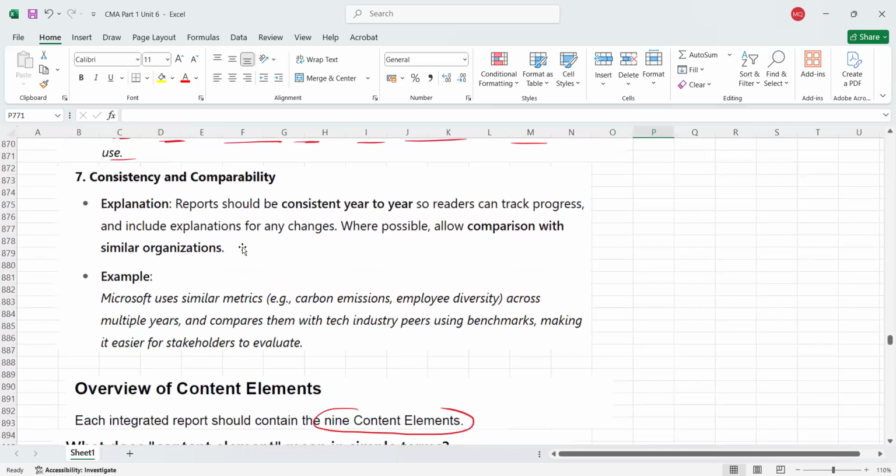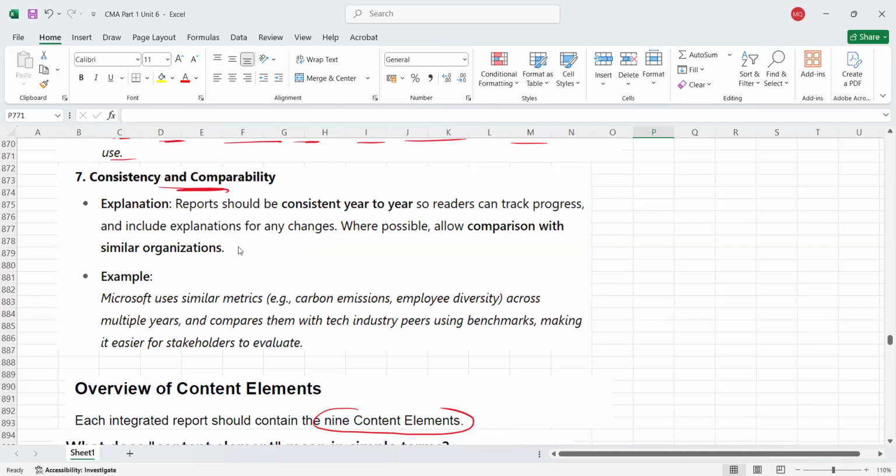Then we got it here. They are saying consistency and comparability. What it means, they are saying this is another principle which you need to follow while you are drafting your integrated report. The report of one year, like for example, we got two years of integrated reports, so the first year report should be comparable with the second year's. This is what they're trying to tell you.